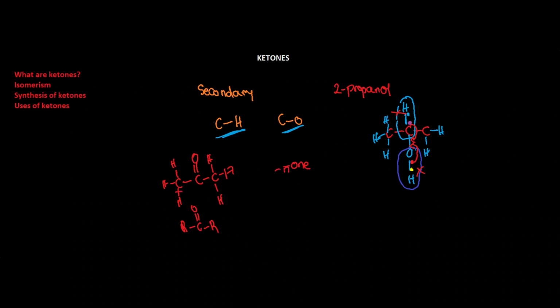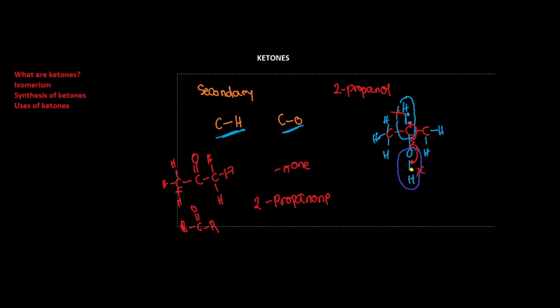Anyways, let me add -one. So since it's a 3-carbon ketone, it would have the prefix prop, and it would be named propanone. And to emphasize that the carbonyl group, or rather the oxygen double bond, is on the second carbon atom, it would be named 2-propanone. This is a ketone, and this is how ketones are synthesized, by the oxidation of secondary alcohols.